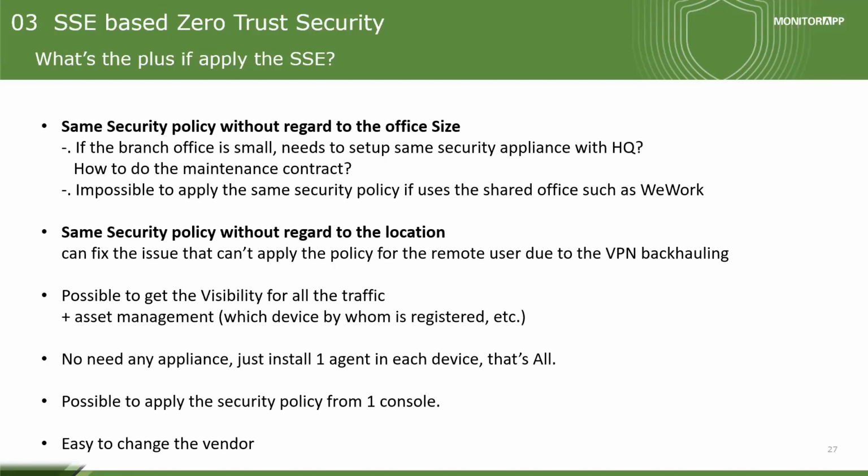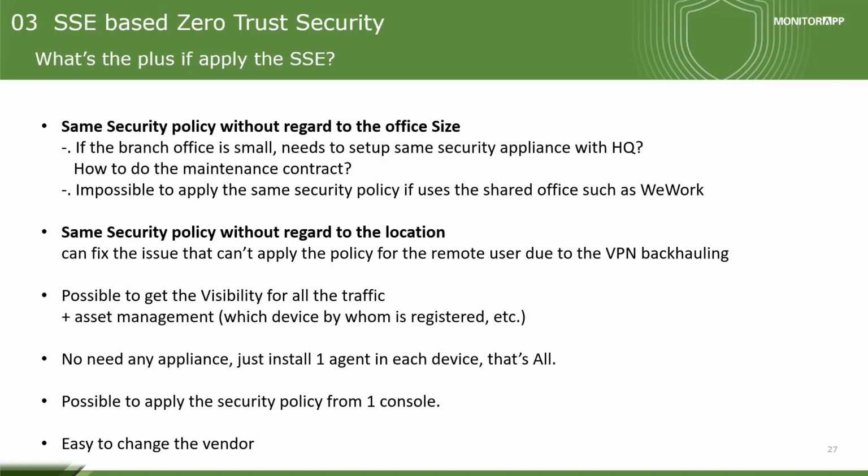For example, if you have a headquarters and multiple branch offices, in general the branch office is very small. So generally it's impossible to have the same security policy across multiple branches. But if you apply the SSE, it's very simple. Just install the GTNA agent, that's all. So we can have the same security policy without regard to the office size.